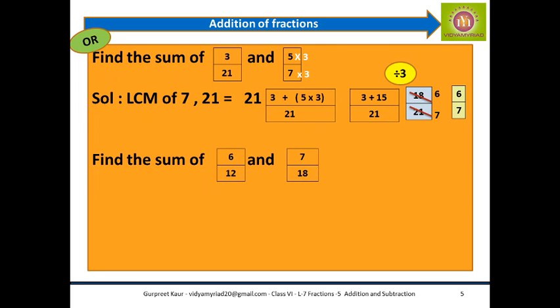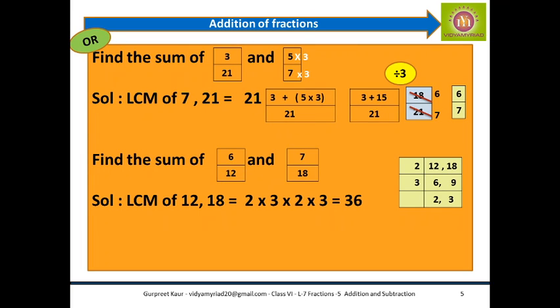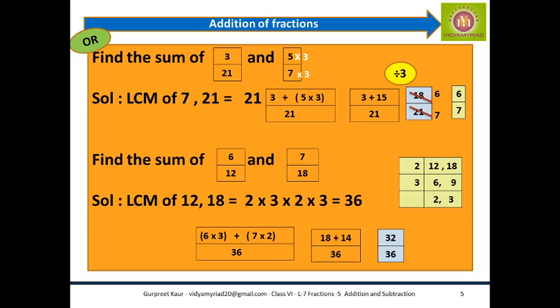Another question, 6 upon 12 and 7 upon 18. Now both the denominators are different. Please take the LCM. So when I take the LCM, it comes to 36. Now I need to make my denominator 36, or I will do it with the above method. So take it 36. 6 will be multiplied by 3 and 7 will be multiplied by 2. So you will get 18 plus 14 upon 36, which is 32 upon 36. So you know that these are again divisible by 4. So my answer comes to 8 upon 9.